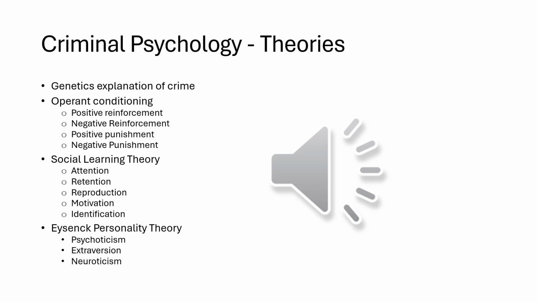Next we have Eysenck's personality theory. So this was analysing people's personality traits, and those who are seen to have a high level of psychoticism, so lacking empathy and not feeling guilt, those who had high levels of extroversion, so very outgoing and sensation seeking, and those with high levels of neuroticism, so unstable and reacted quickly, they were the ones who are most likely to be criminals.